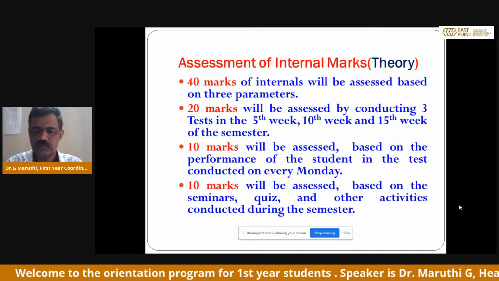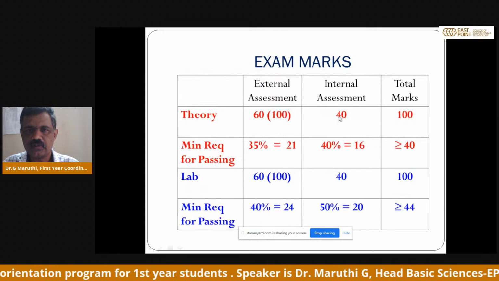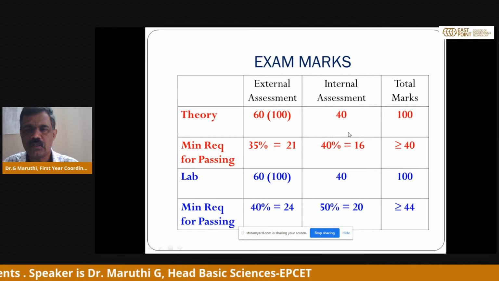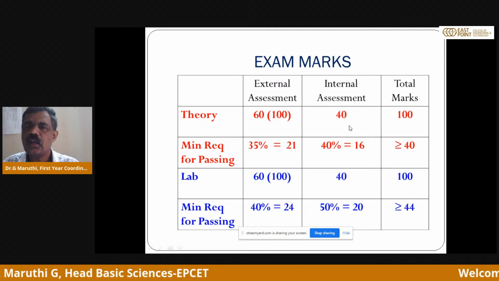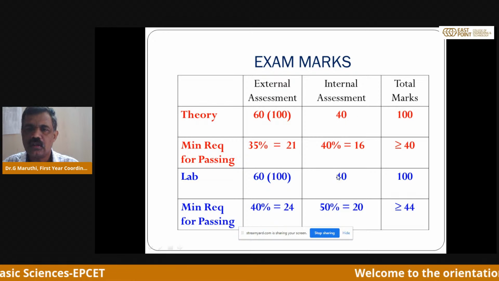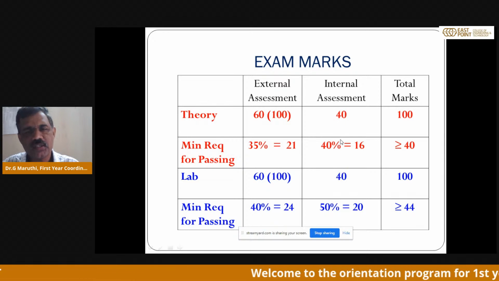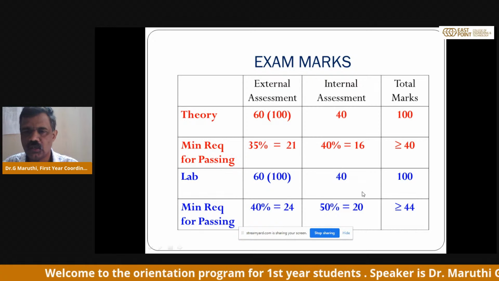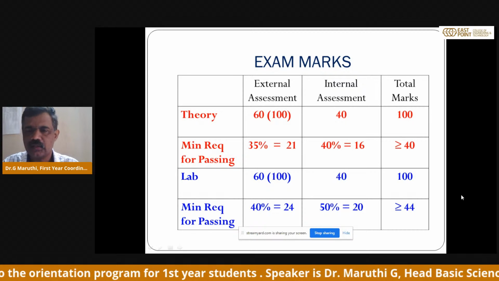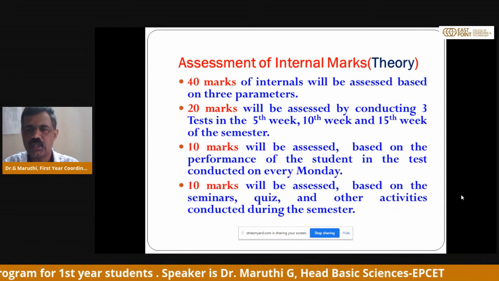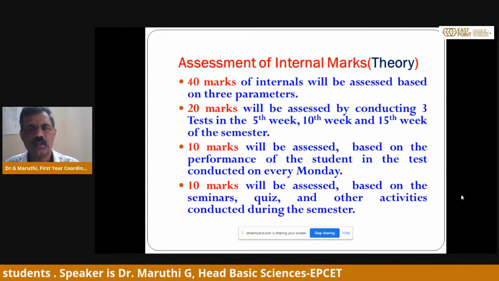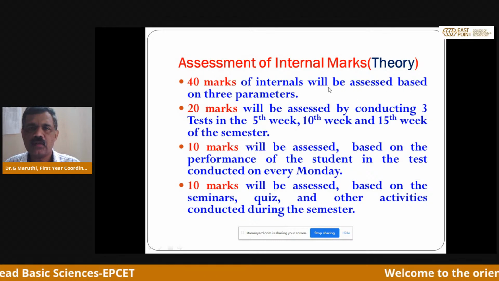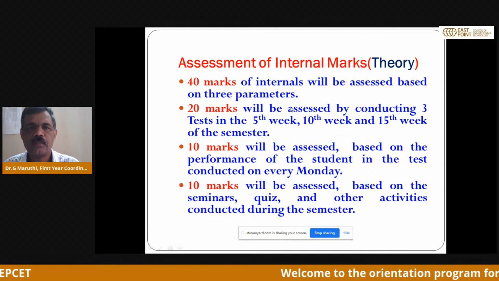And here, you can see this internal assessment. We are assessing 40 for both the theory as well as lab by your concerned subject teacher. So how are they going to assess it? Is there any provision for the teachers to make a favor to any particular student? No, we cannot do like that. There is a clear instruction from the university to assess the marks at the college level, that is the internal marks. 40 marks of the internal marks will be assessed based on 3 parameters.